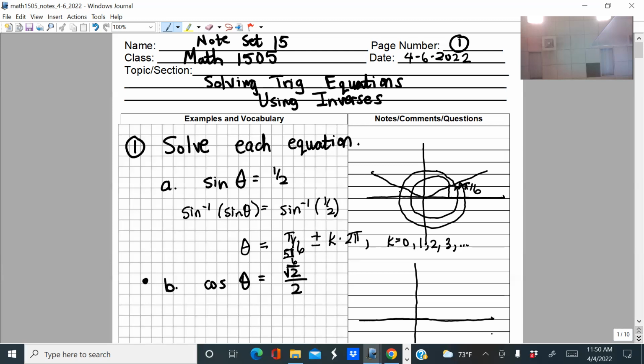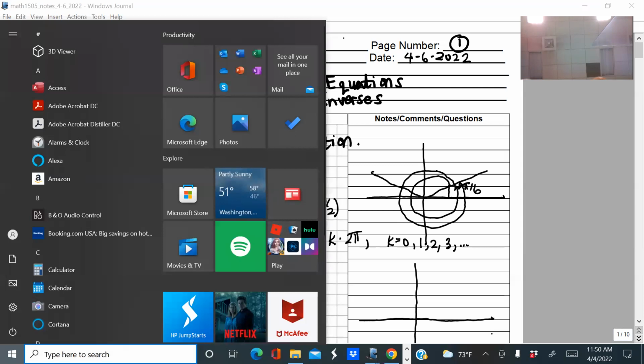If you take pi over 6, the original solution here, and you add or subtract 2 pi, you're always going to end up in the first quadrant. You won't end up with this angle in the second quadrant. So you have another possible solution here, 5 pi over 6. And then again, you can add or subtract multiples of 2 pi.